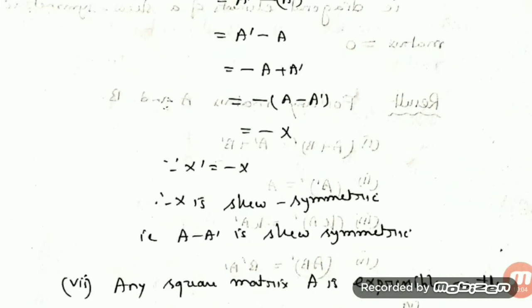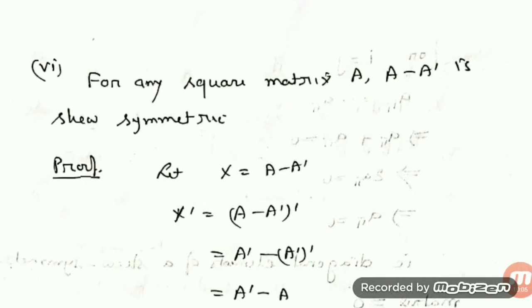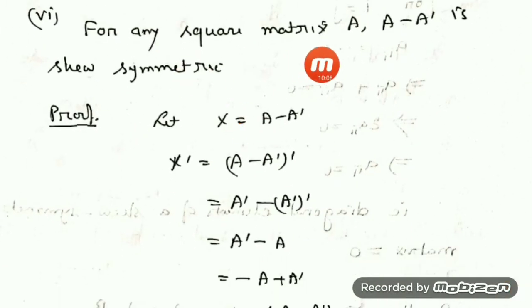One more property is there for skew symmetric matrices. For any square matrix A, A minus A transpose is always skew symmetric. So again, as earlier, we name it, say, X. Then what is X transpose? (A minus A transpose) whole transpose will be equal to A transpose minus (A transpose) whole transpose. Like addition, difference also satisfies the same condition.